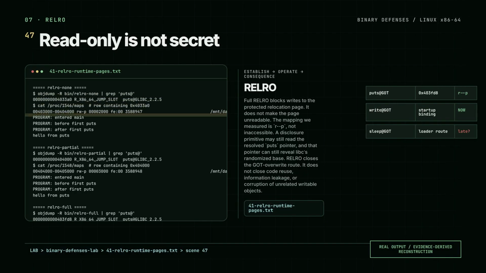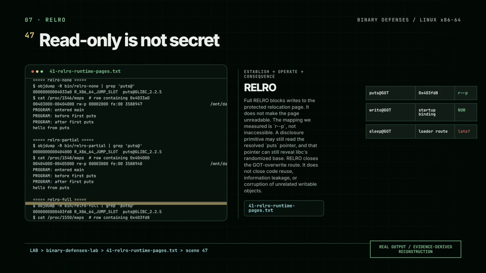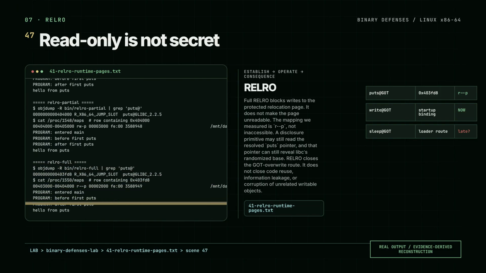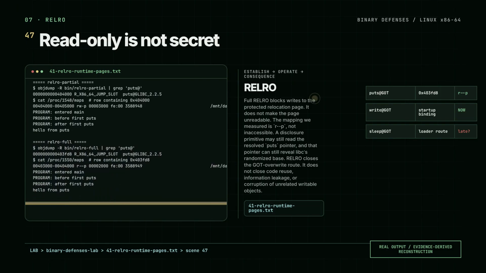Full RelRow blocks writes to the protected relocation page. It does not make the page unreadable. The mapping we measured is RP, not inaccessible. A disclosure primitive may still read the resolved puts pointer, and that pointer can still reveal libc's randomized base. RelRow closes the GOT overwrite path; it does not close code reuse, information leakage, or corruption of unrelated writable objects.